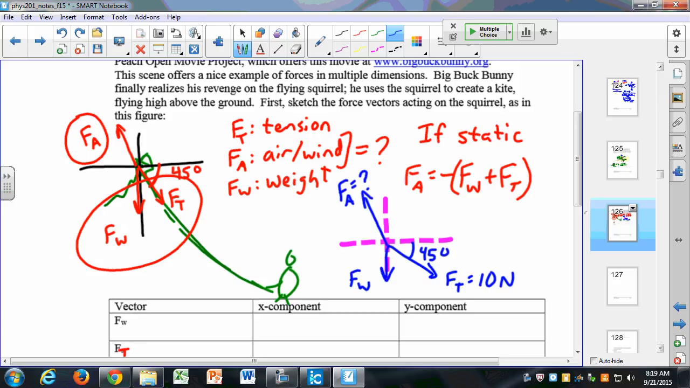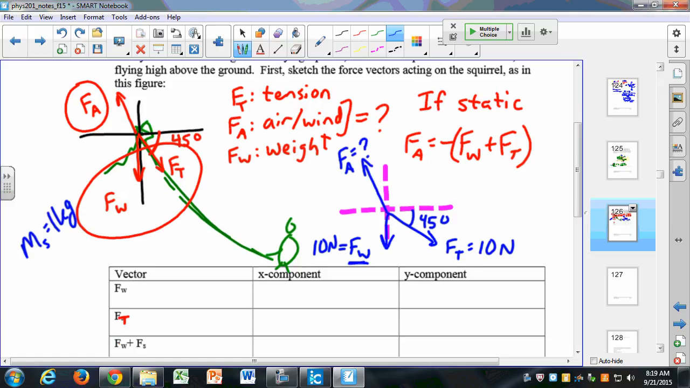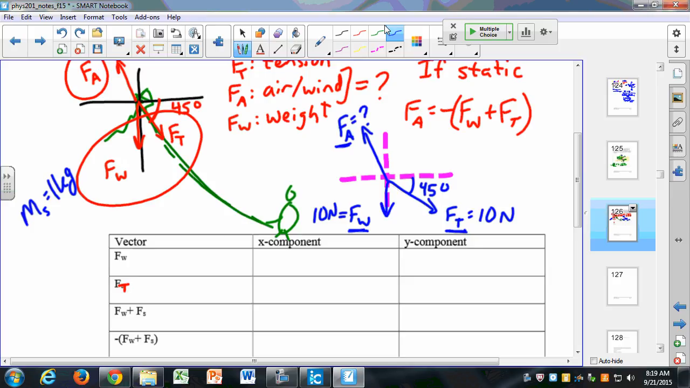It's about 1 kilogram. So our mass is about 1 kilogram, the mass of the squirrel, which would tell us that the weight here is 10 newtons. Y'all with me on this? Follow me? I'm just doing a vector addition problem, and I want to know, when I add up these two vectors, then I can find out what this vector is just by taking the negative of it. All right, so I can find the x and y components.